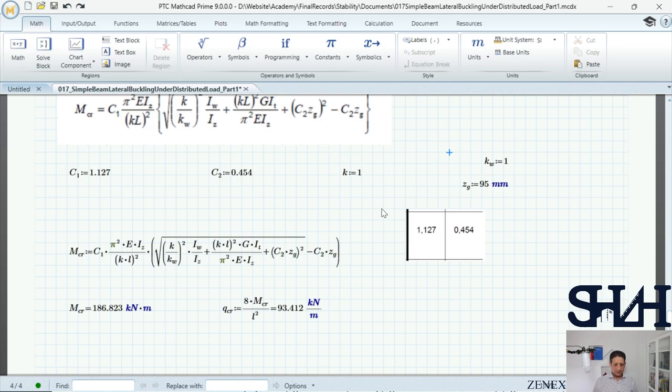The main reason is about selecting C1 and C2, that we are with a very limited table for selecting C1 and C2, and also KW, which is the warping. The given equation and the given KW equals 1 is when we are dealing with a simple beam which is not restrained about the rotation in terms of fixity. It means that if you have a kind of restraint or fork support at both ends preventing any rotation, then you can use a smaller value of KW. To understand this a little bit better, let's go through one example.